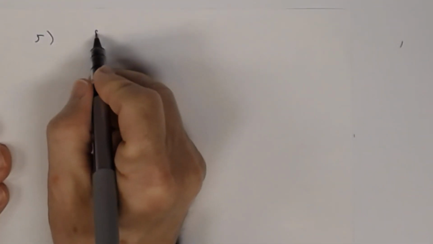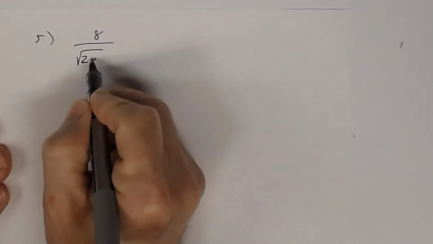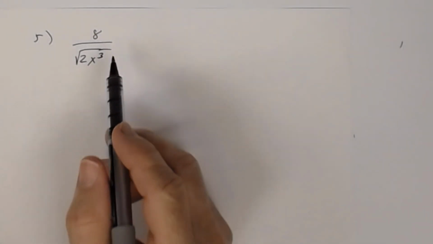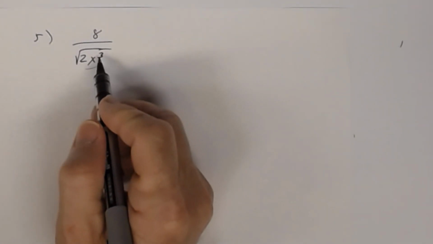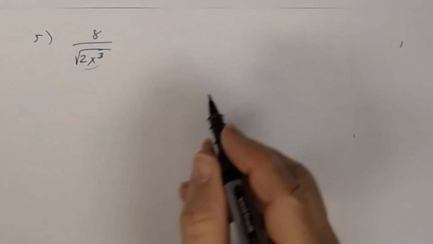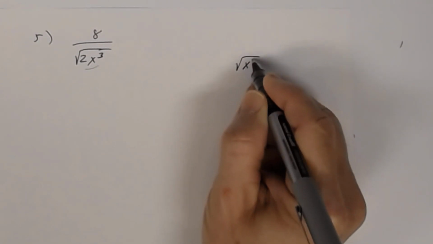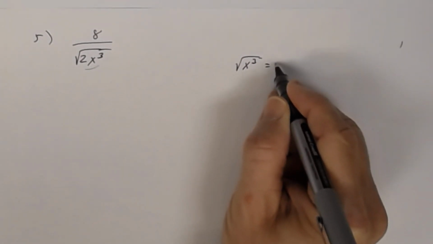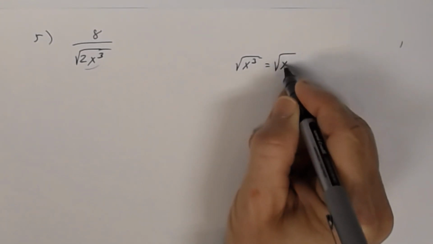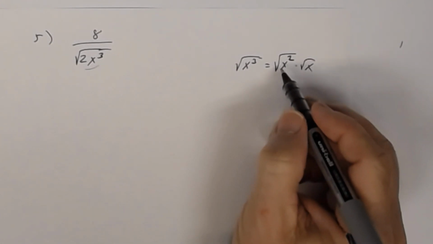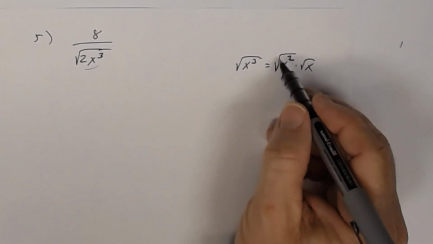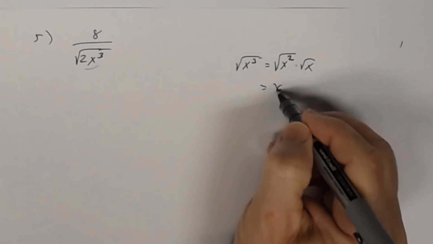All right, number 5, we have 8 divided by the square root of 2x cubed. Now, what I would do first is go ahead and simplify the square root of x cubed, because you know you can simplify that because 3 is greater than or equal to the index 2. So let's think about the square root of x cubed. We know I can simplify that by first writing it as the square root of x squared times the square root of x, based on previous lessons and practices. So the square root of x squared is x, so this becomes x square root of x.